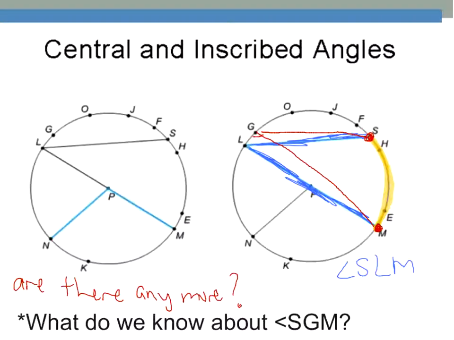Let me grab a different color. Let's try that blue. S, somebody give me a letter. S, N, M. Perfect. Oops, if I could draw a straight line. S, N, M. Are there more? S, O, M. See how there's a lot of answers in there. So as long as they end up with the same arc, you are golden. They are the same angle. That's super cool. So, what about LPN and HPN?